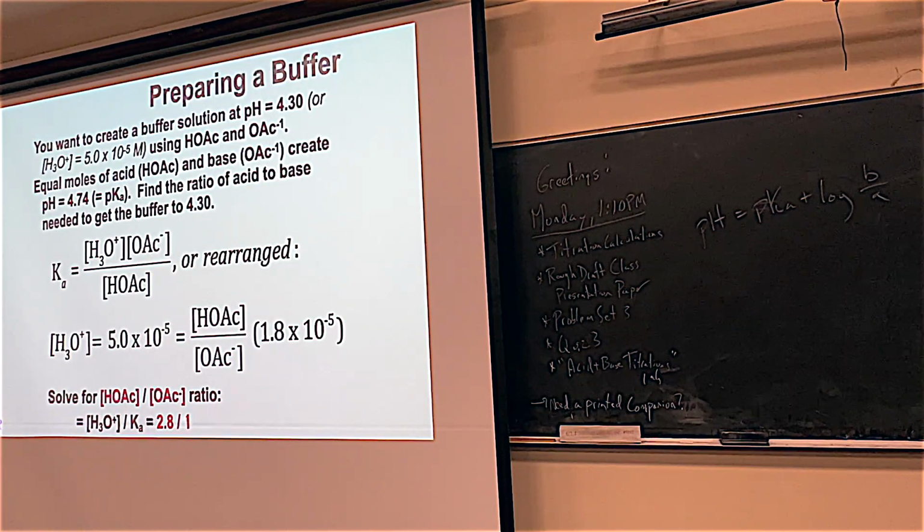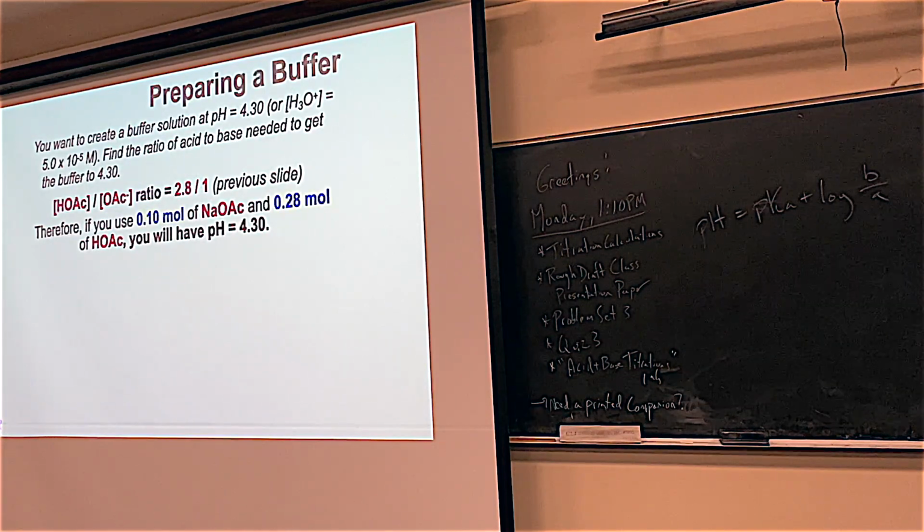So what this means is that for every mole of the base you add, you want 2.8 moles of the acid. So if we had 10 moles of base, we would want 2.8 times that, or 28 moles of acid. So rearranging this equation will allow you to find the ratio, and then you can go from there. So we want a ratio of 2.8 to 1.